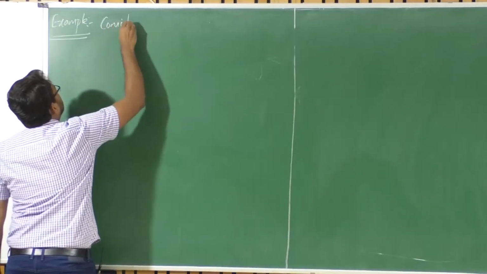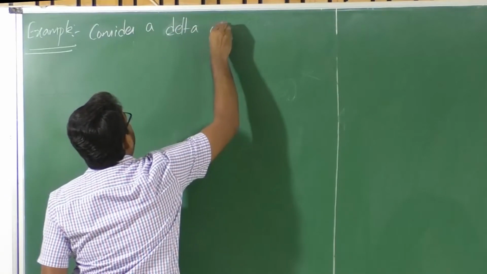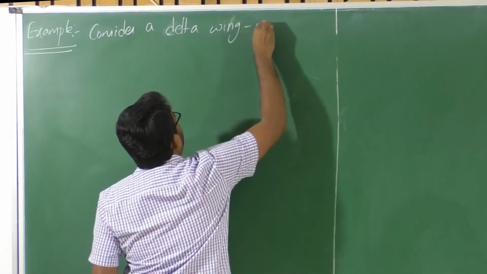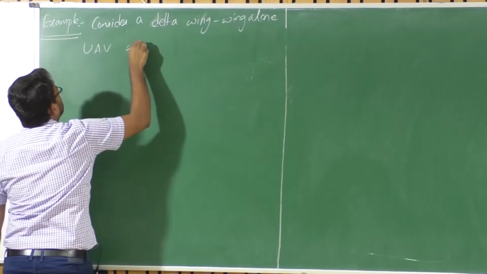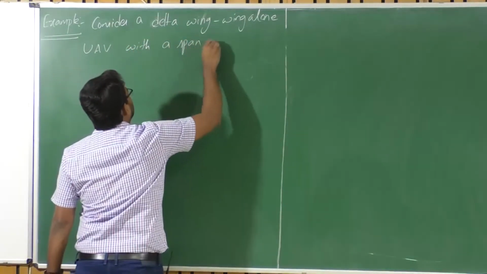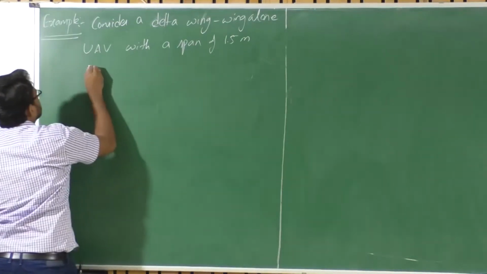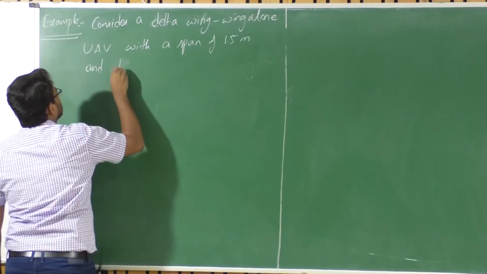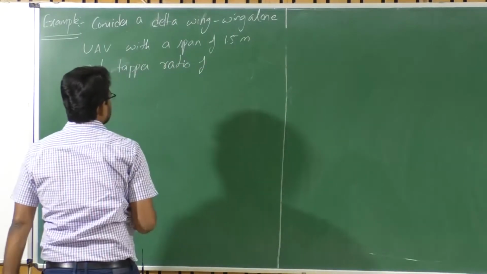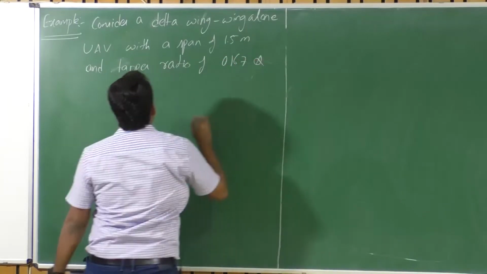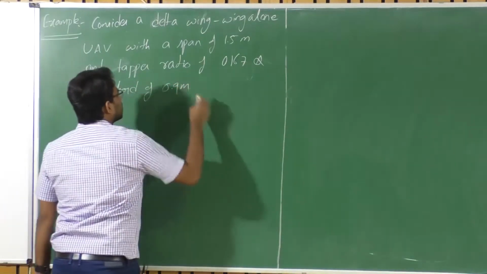So consider a delta wing alone UAV with a span of 1.5 meters, and a taper ratio of 0.167 and a root chord of 0.9 meters.